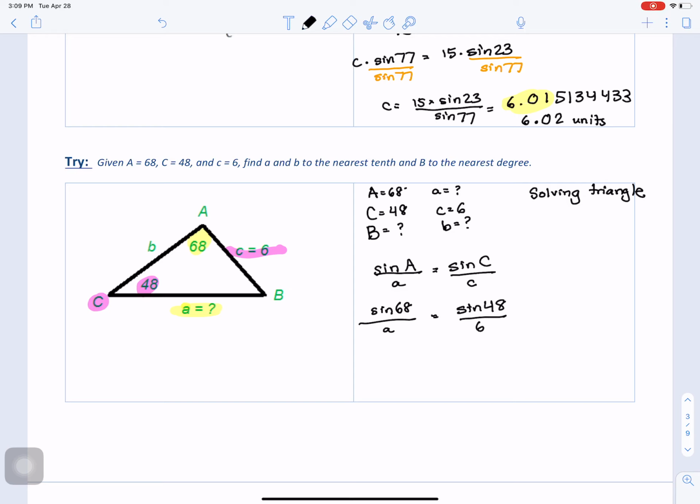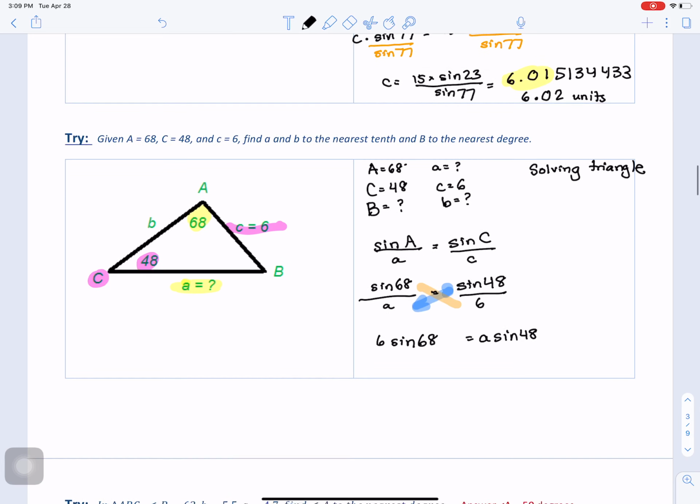What we're going to do is cross multiply. So I'm going to multiply both sides by both denominators. I'm going to multiply this side by a. So I'm going to get a sine 48 equals, and then I'm going to multiply my other diagonal, which is the 6 with the sine of 68.